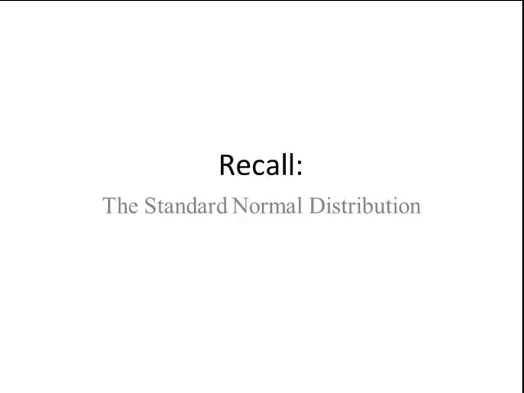Now before we begin, let's recall the standard normal distribution. In our last video, we used the standard normal distribution to find area or probability under the standard normal curve. The mean is 0 and the standard deviation is 1 for the standard normal distribution.